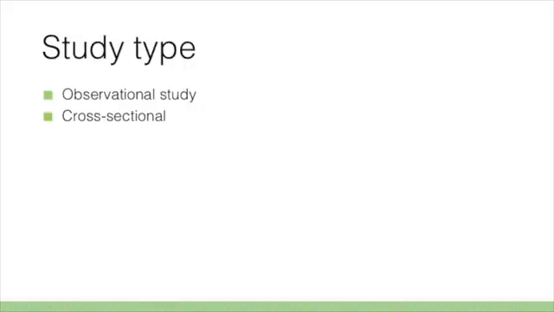So what study type? I think that's an easy question to answer. First of all, it was observational. So there was no intervention. This is not a trial. This is not a clinical trial. It's an observational study. And we want to know how many people are infected, and we want to describe them. So clearly this is a cross-sectional observational study.